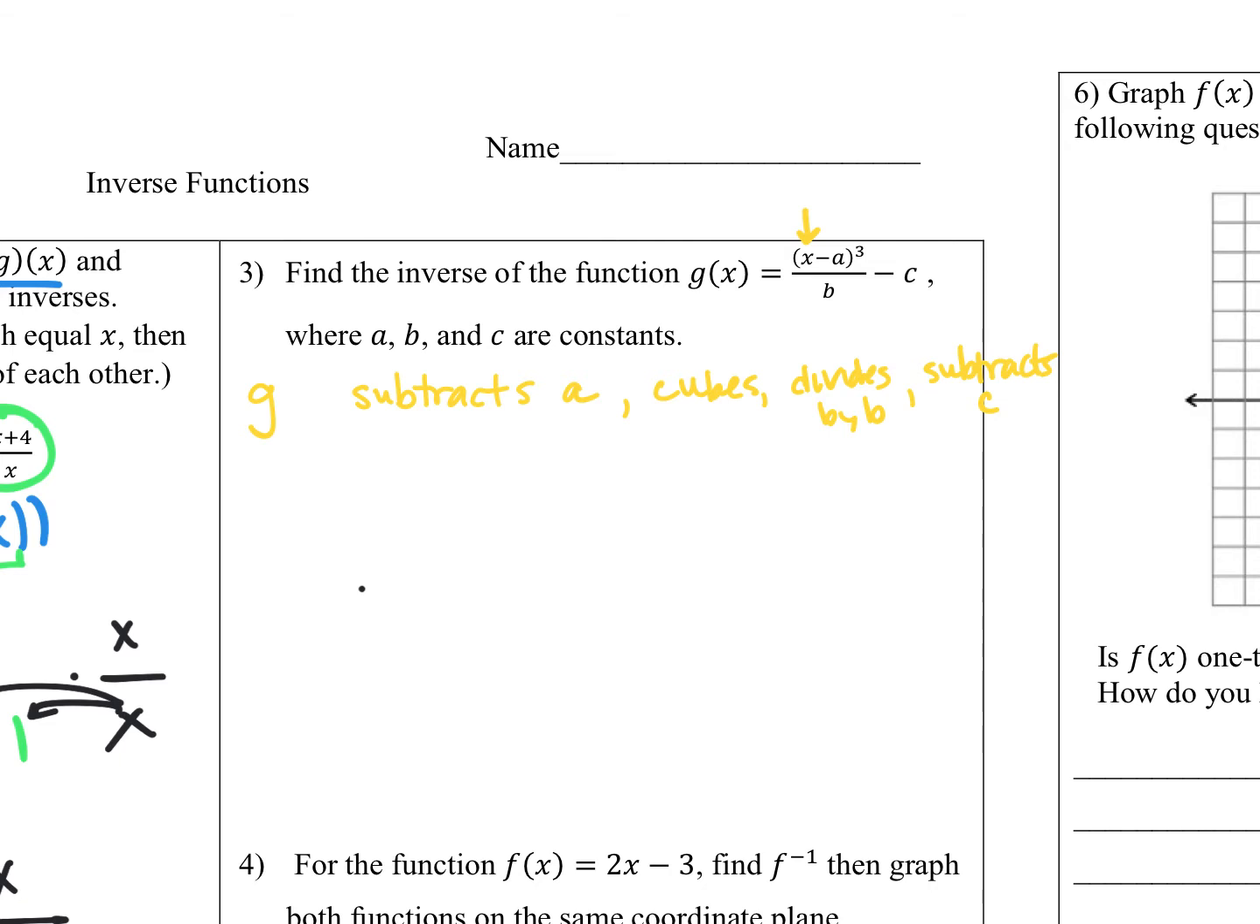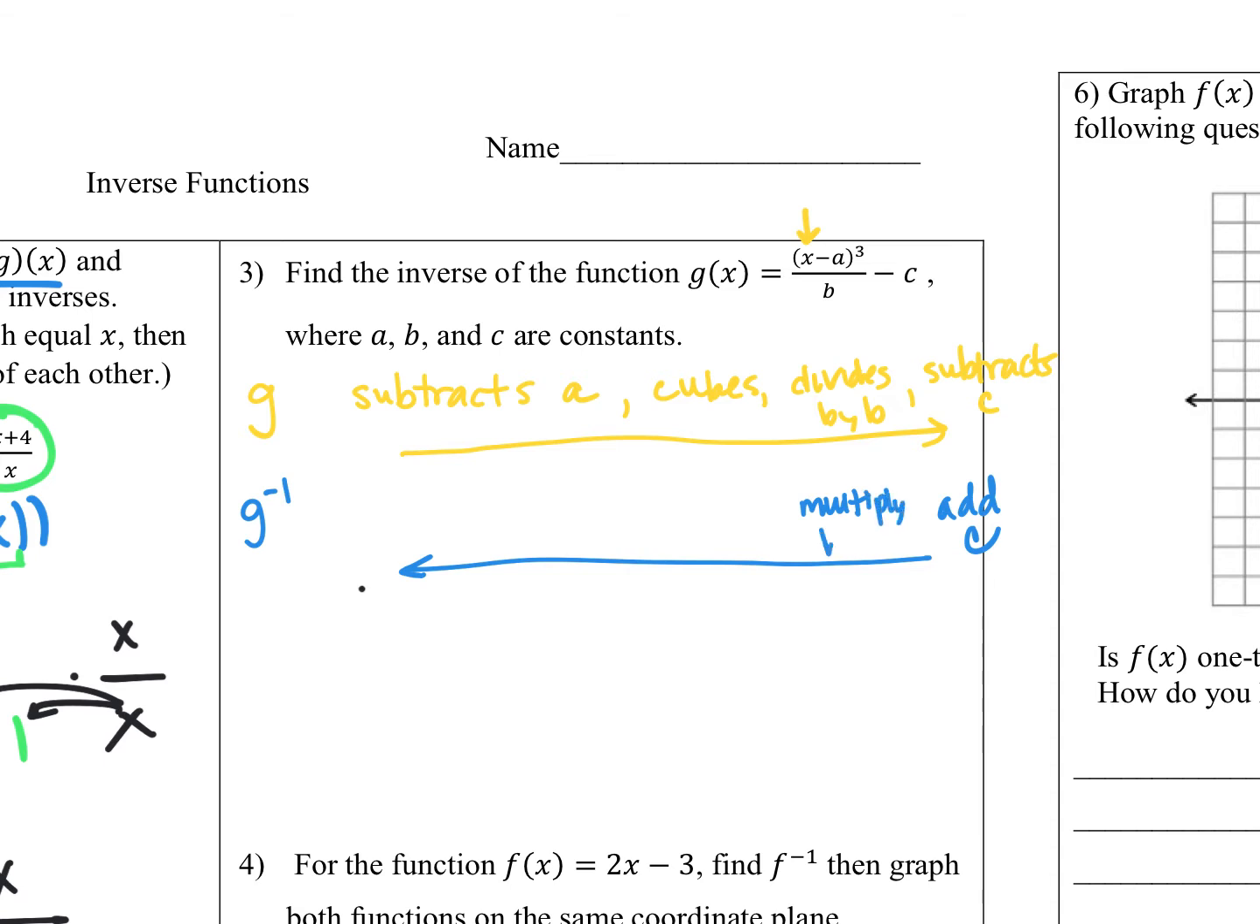So if I'm looking at the inverse of g, I want g inverse, it's going to go the other way. So this is kind of like a forward direction, and g inverse is going to come the other way, undoing all those operations as it goes. So instead of subtract c, it's going to add c back in. Then instead of dividing by b, it will multiply by b. Then instead of cubing, it's going to cube root. And then instead of subtracting a, it's going to add a.